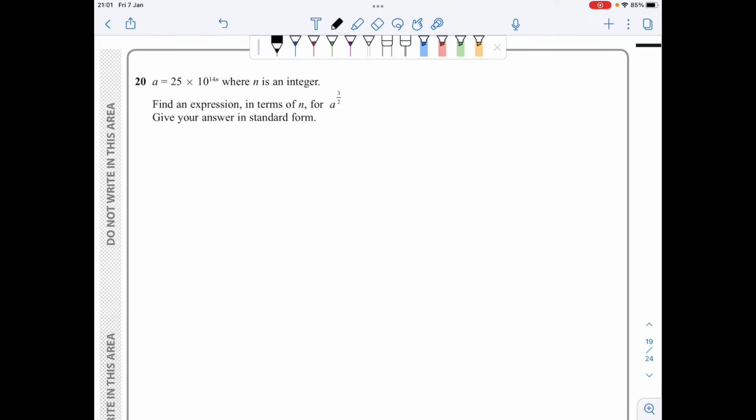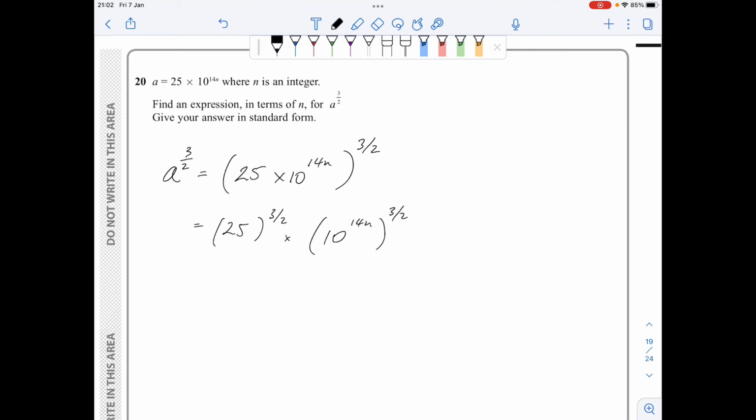For question 20, I need to find a to the power of 3 over 2. So this is 25 times 10 to the 14n, the whole thing to the power of 3 over 2. Because I have multiplication, I can split this into 25 to the power of 3 over 2 times 10 to the 14n to the power of 3 over 2. The first one gives me 125 times, and then the second one, I will just multiply the two powers, and I'm going to get 21n.